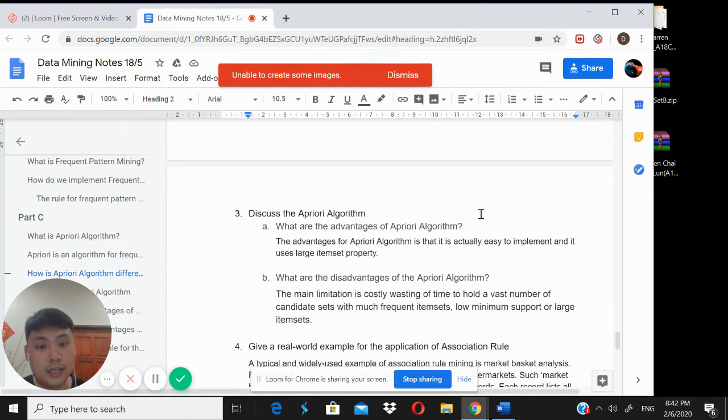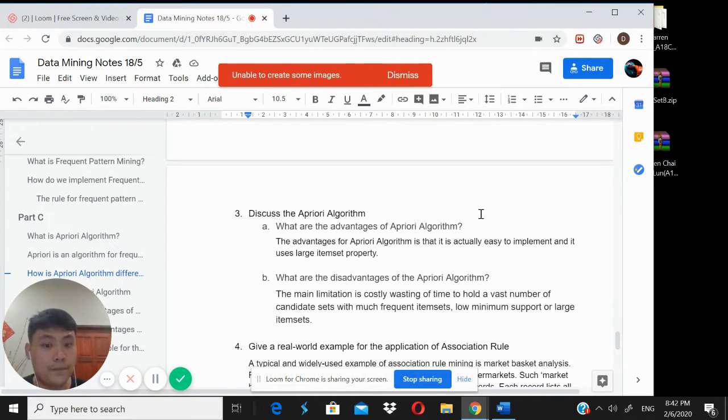So this is the a priori algorithm, and it also uses the large item set property, which actually increases the accuracy of our results. Since we have a larger data size, we can have a more accurate result, accurate prediction, accurate trend.